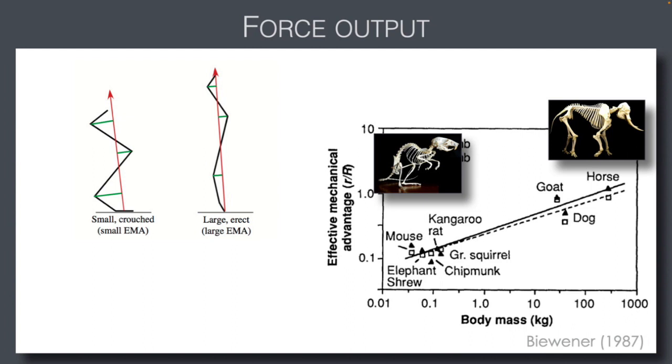So an observation made way back in the first week about smaller animals being more crouched has an implication on their effective mechanical advantage. So if the out lever of your lever system spans multiple joints, just to remind us of how that works or looks.